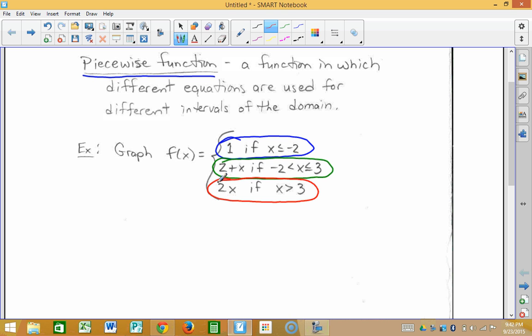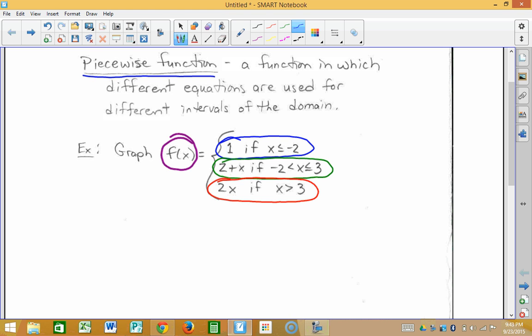Now we're going to still graph f of x. Okay, so f of x is still going to be the end result. So we'll have one graph that will be in three different pieces. And the three different pieces that we're going to draw are the blue, the green, and the red. And all those together would make the purple f of x. All right?